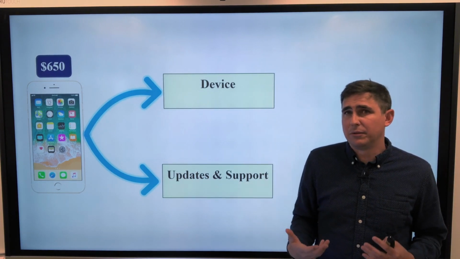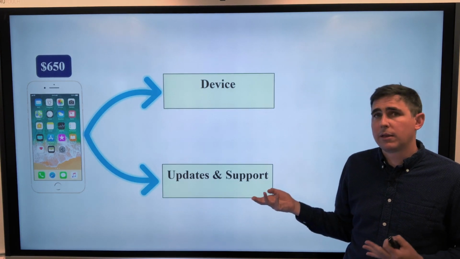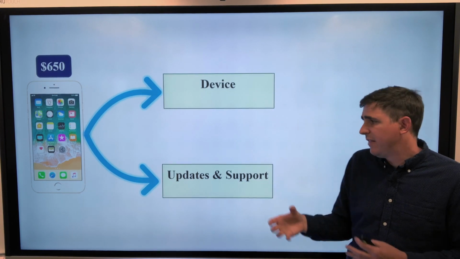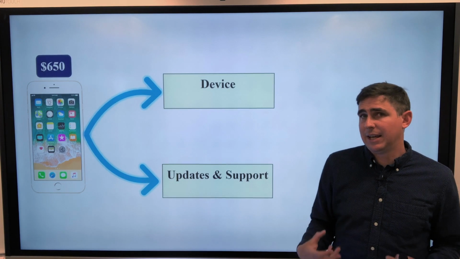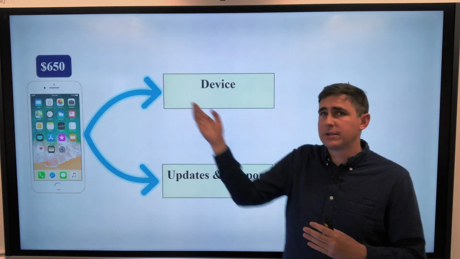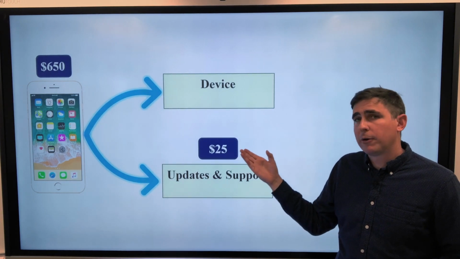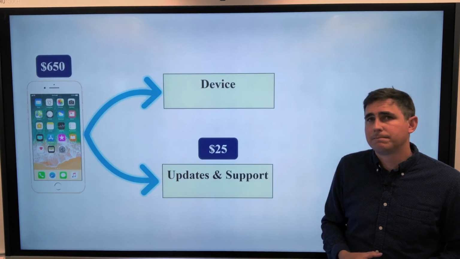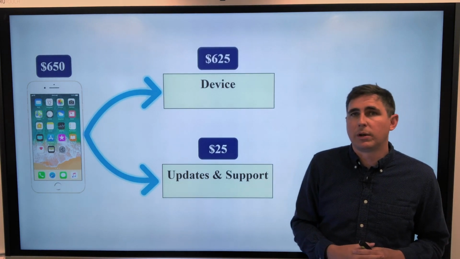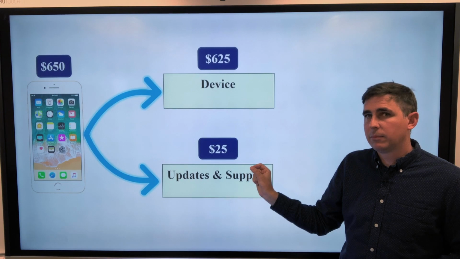They don't sell a standalone device. The only experience they have is selling a device that comes with updates and support. So they don't actually know the standalone price of selling the device. They also don't sell updates and support as a standalone product. So they'll need to just estimate how much of the selling price goes to updates and support and how much goes to the device. And here's what they came up with. They came up with $25 going to the updates and support, and therefore, how much is going to the device? The remainder, $625. So now we've done this step two where you allocate the selling price among the deliverables.